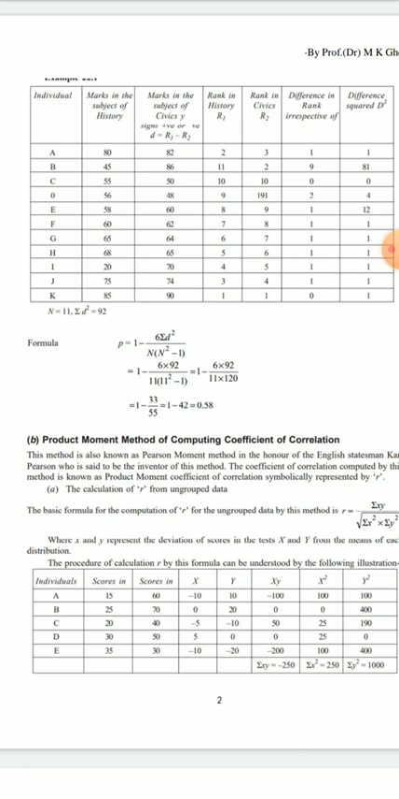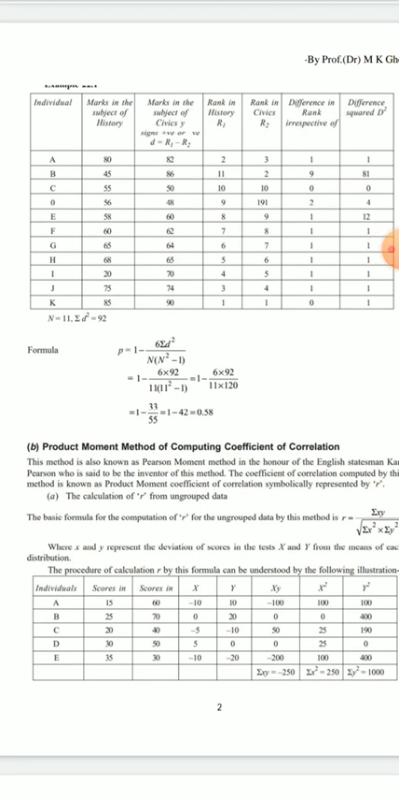So, after multiplication of x and y, we get the value of xy. xy is equal to minus 100 for the case of A. For the case of B, the value of xy is equal to 0. For the case of C, xy is equal to 50. For the case of D, xy is equal to 0. And for the case of E, xy is equal to minus 200.